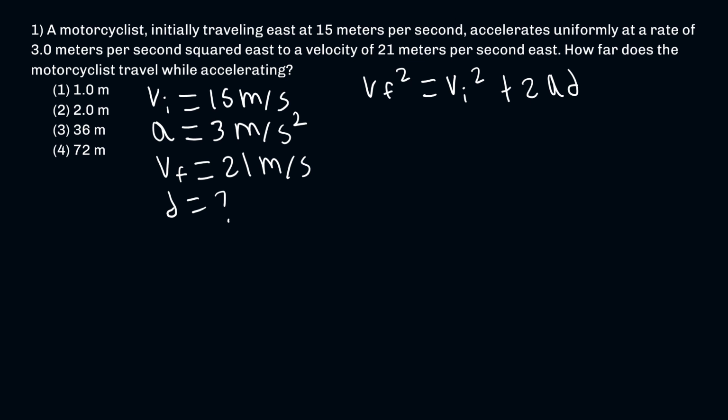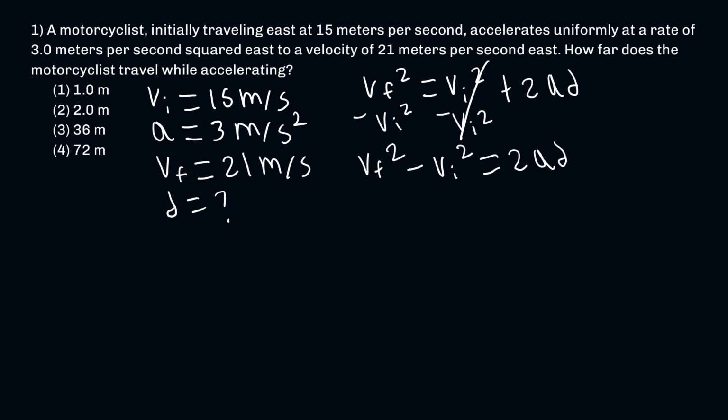The first thing that I can see here is that whole 2ad term. Attached to that is vi squared, attached by a positive. So I'm going to subtract this from both sides, and it will cancel out over here. Go to the other side, and I'll have vf squared minus vi squared, which is then equal to 2ad.